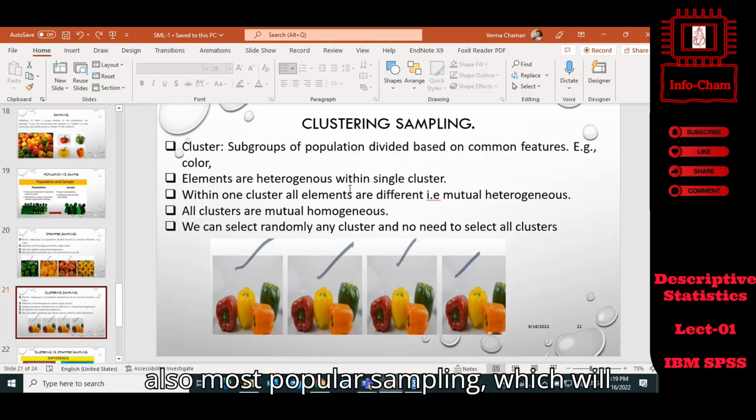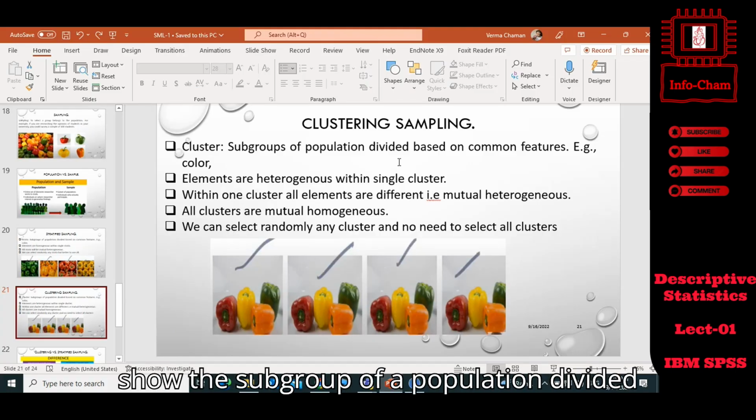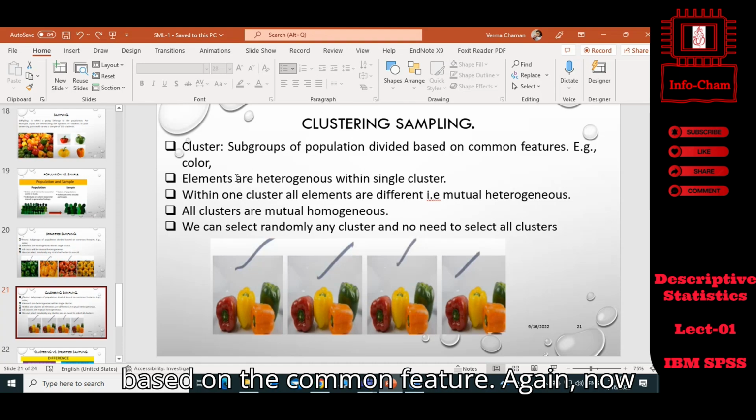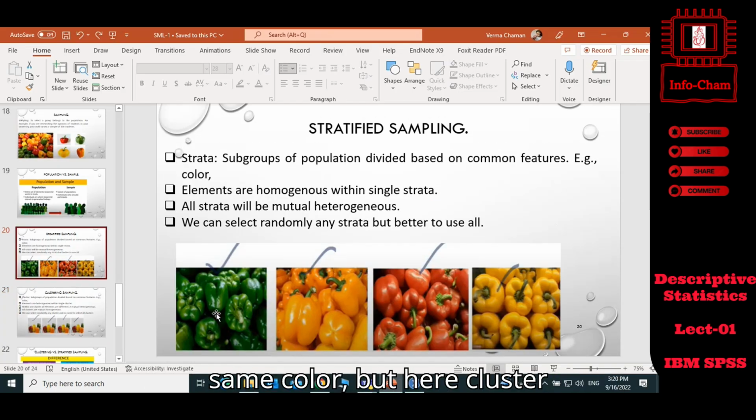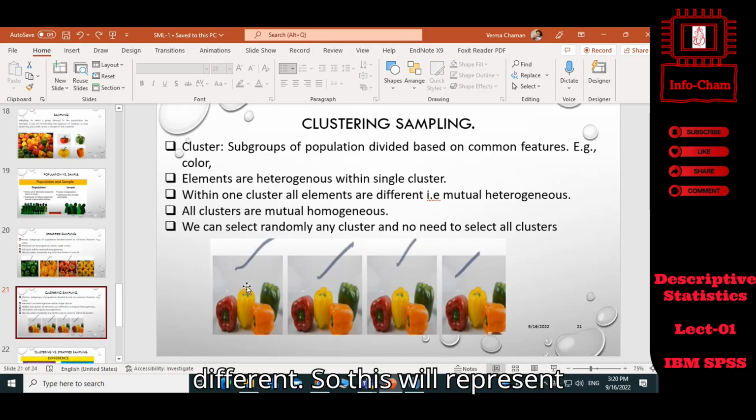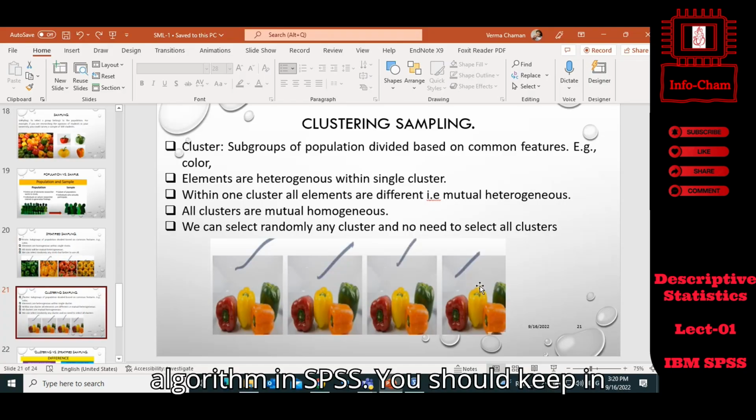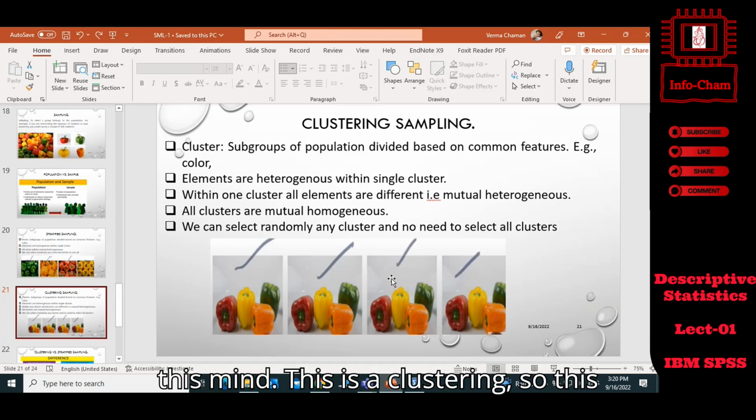Cluster sampling is also a very popular sampling, which uses subgroups of a population divided based on a common feature. Now we should say cluster, not strata. In a cluster, the group can have different properties. Previously, the group had the same property, the same color, but here the cluster is different. So this will represent the green group, this will represent yellow. Just think, this is cluster 1, cluster 2, cluster 3. When we practice the cluster algorithm in SPSS, you should keep this in mind. This is clustering, so this is cluster sampling. You can also do that.